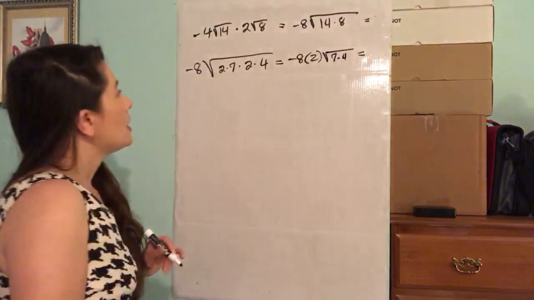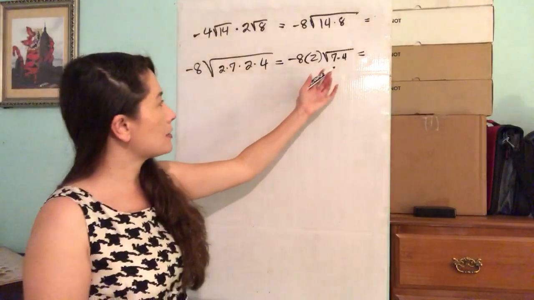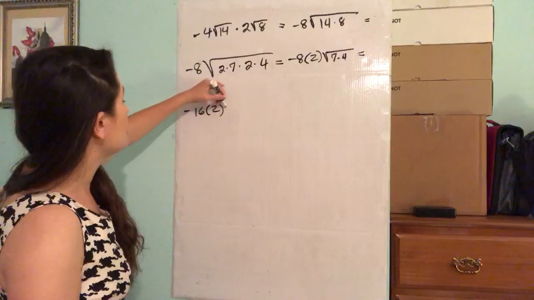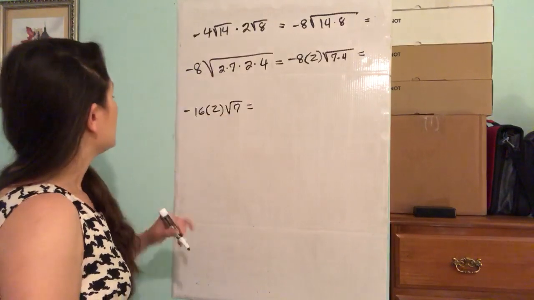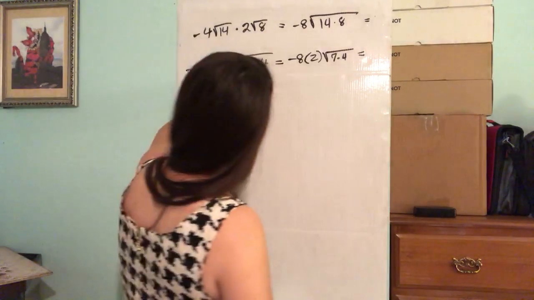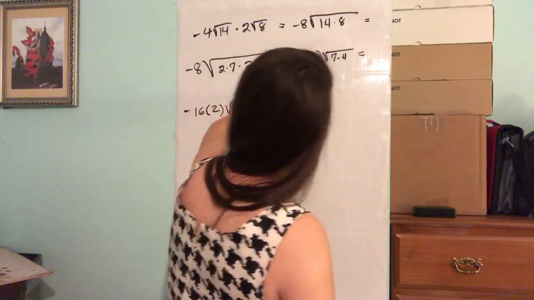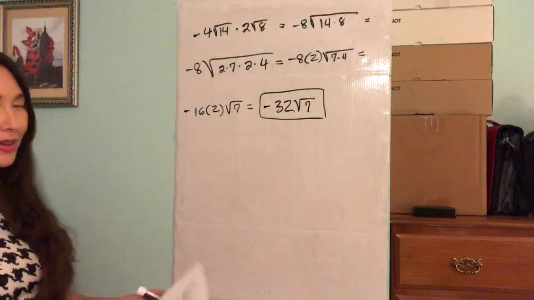Okay. What about this 4? What's the square root of 4? 2, right? So we got -16 times 2 times the square root of 7. -16 times 2 is -32 times the square root of 7. Let's try another one.